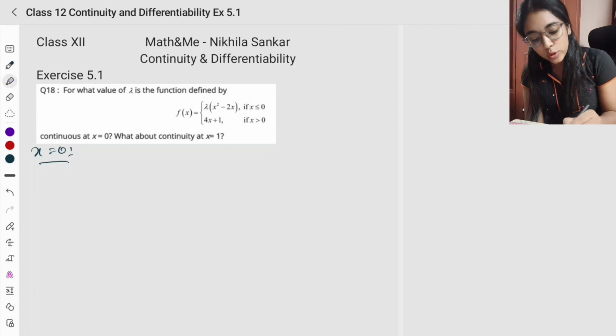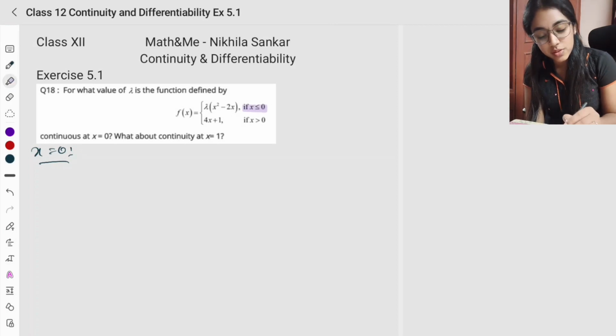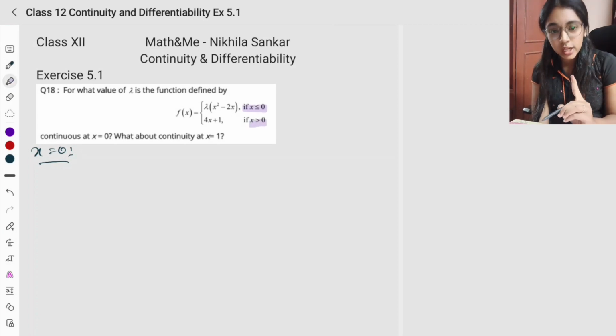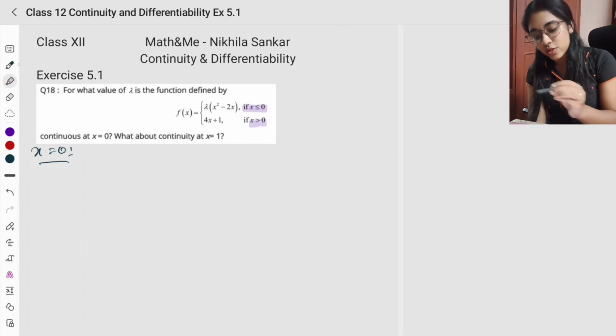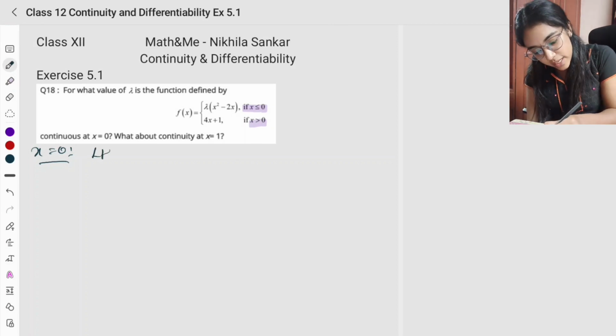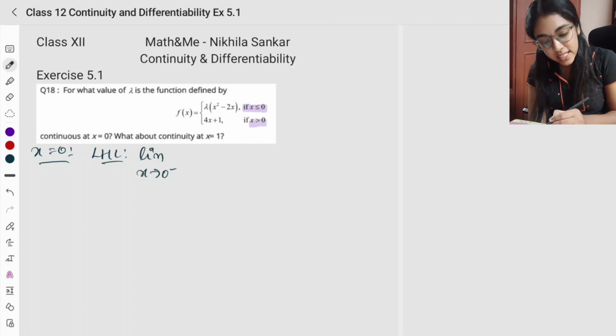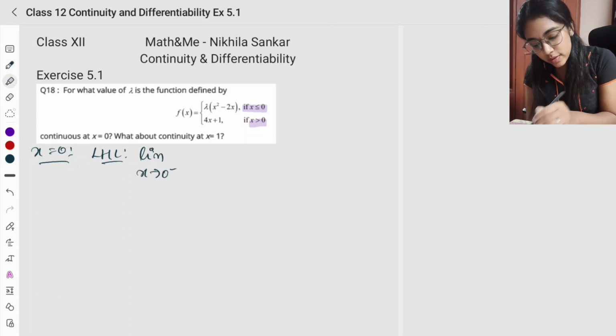I see that I have two different limits. There is x less than or equal to 0 and x greater than 0. So I have to look for the left hand limit and the right hand limit. So let us look at the left hand limit first. What is my left hand limit? I have limit x tends to 0 minus. For 0 minus, what is my value? The value that is marked here, and I'll mark this in gray.